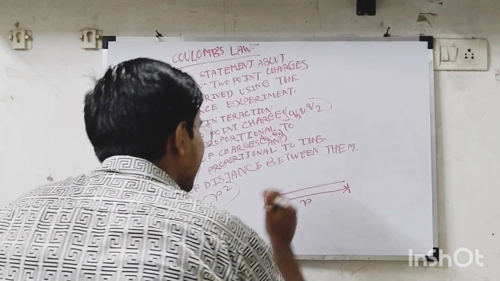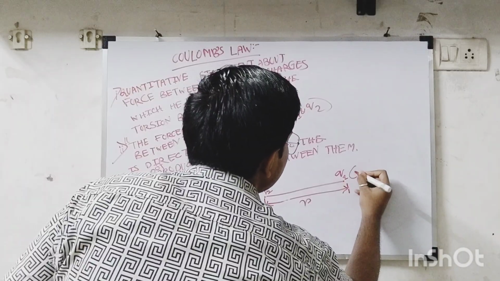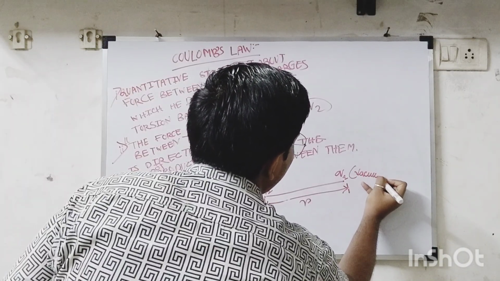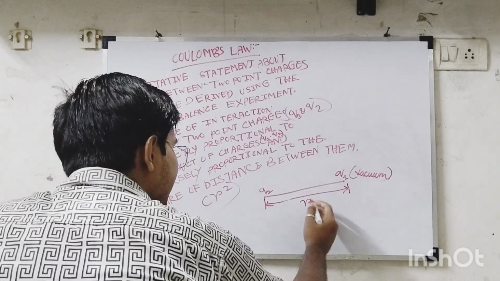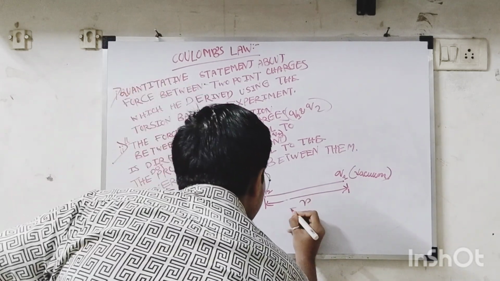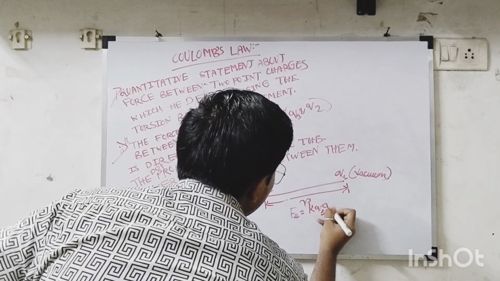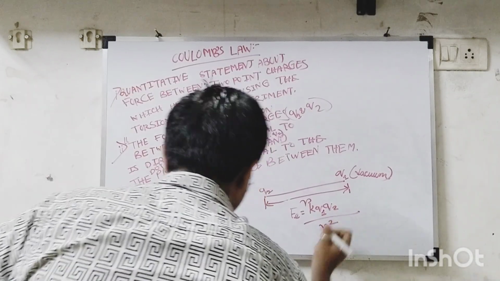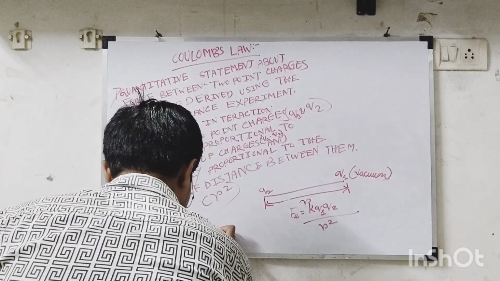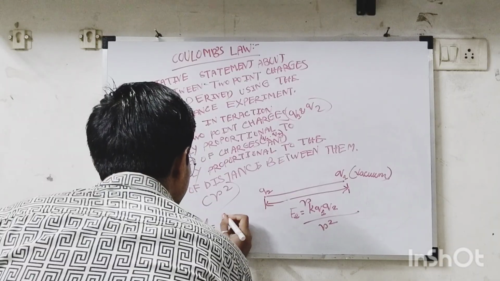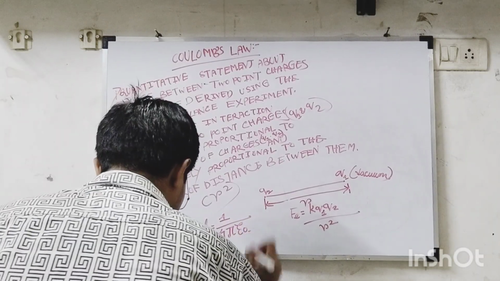But please understand, Q1 and Q2, this one is in case of vacuum. Now two charges are separated by a distance r. Now what is the formula? F equals K Q1 Q2 by r square. What is K over here? K is actually the constant. K is equal to 1 by 4 pi epsilon naught.